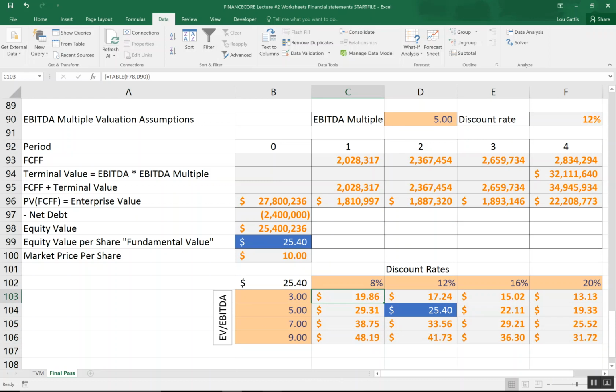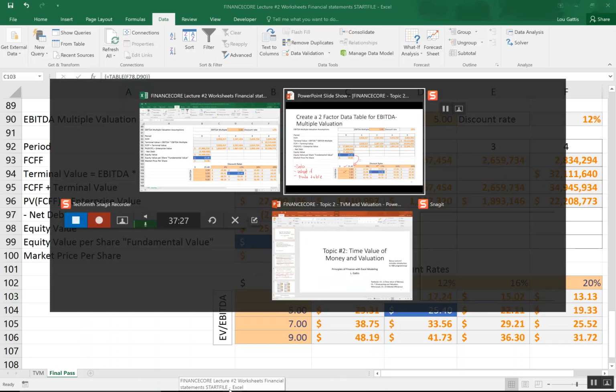So now let's take a little bit of a bonus lecture, and that is let's learn what VBA is and how to write a function. So let's go back to our presentation.